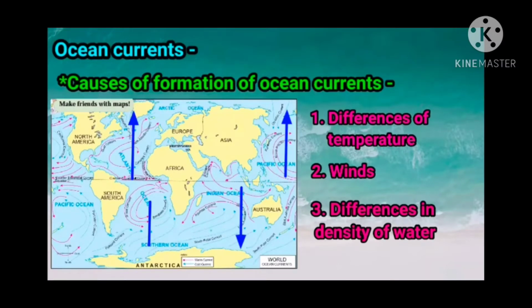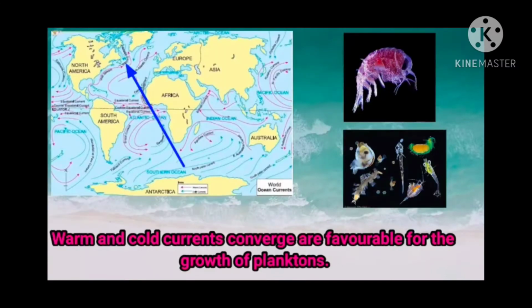The different currents that we learned are cold currents and warm currents. If we try to name them, they are the Canaries and Peruvian currents, which are cold currents. Equatorial and Brazil currents are the warm currents. We also saw that the regions where warm and cold currents converge are favorable for the growth of planktons. Planktons are food for fishes. Fishes travel here in large numbers and they breed in the warm waters and increase the number of fishes.